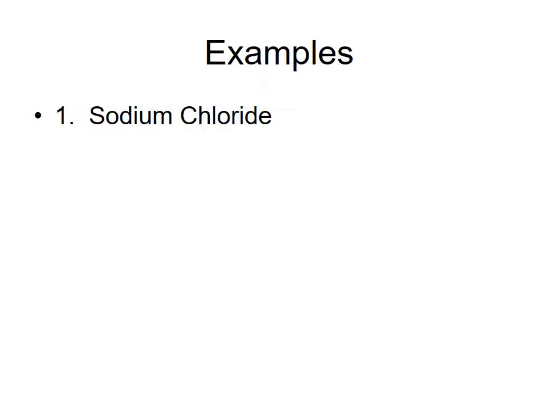So first step is to always do the symbols of each part of the compound. So the symbol for sodium is Na. The symbol for chlorine is Cl.